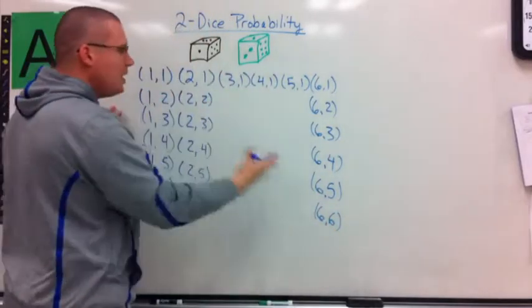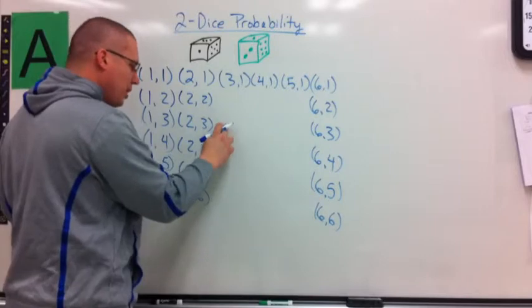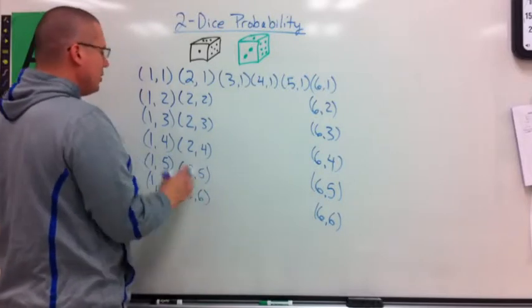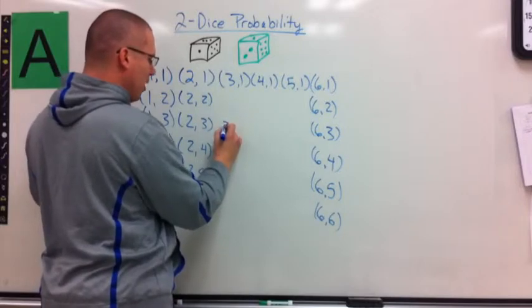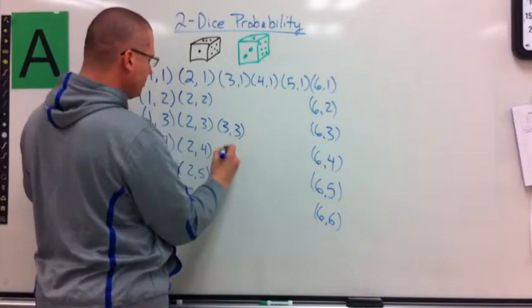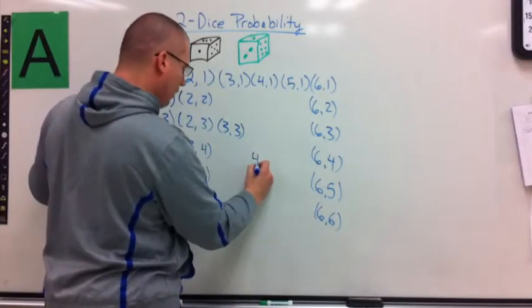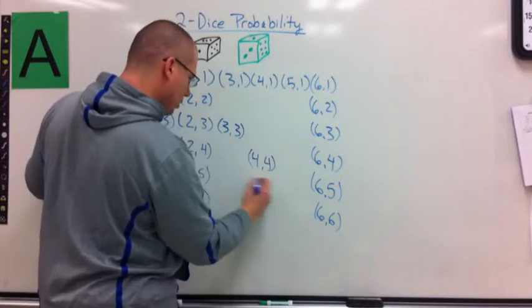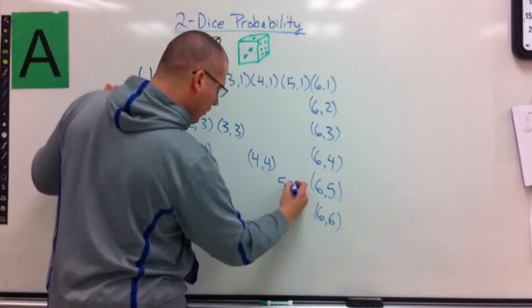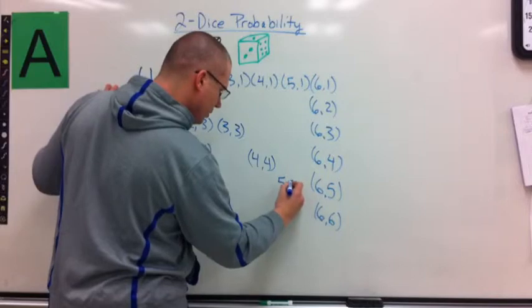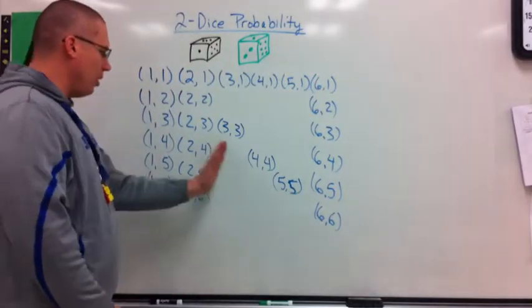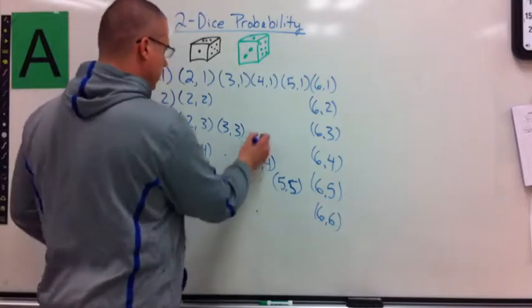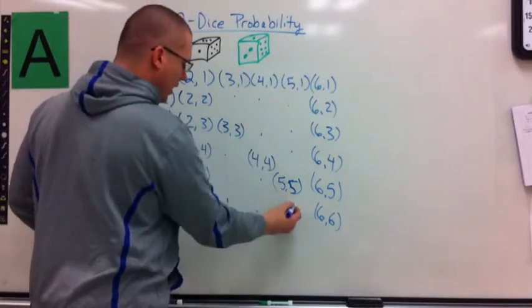Now realize all of these would get filled in. 3, 2, 3, 3, 3, 4, 3, 5, 3, 6. If you look down your diagonal, you should have your common pairs, 3, 3, 4, 4, 5, 5, and 6, 6. But all of these would be filled in. I just want to speed this up a little bit if I can.